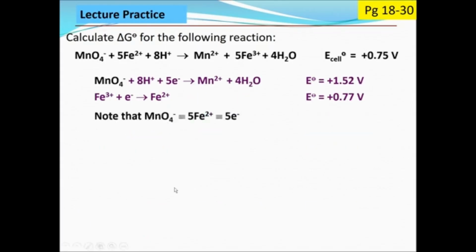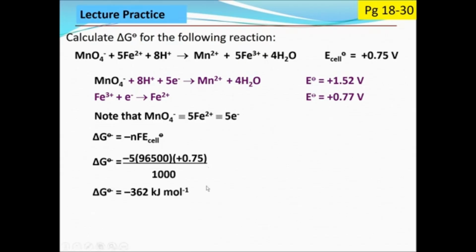Okay, lecture practice 6 is already written for you. Take note that there are 5 electrons transferred here. To substitute the value in, we will just use 96500. The cell potential is also calculated for you, so you just have to substitute in. Again, remember to divide by 1000 so you get the correct answer. The answer is also provided, so I do hope that you have attempted this.